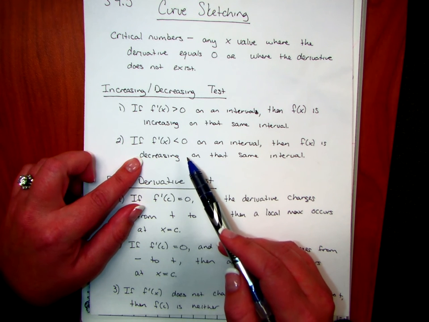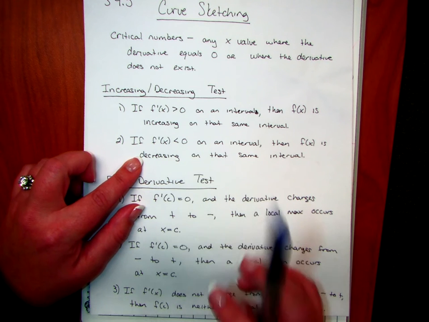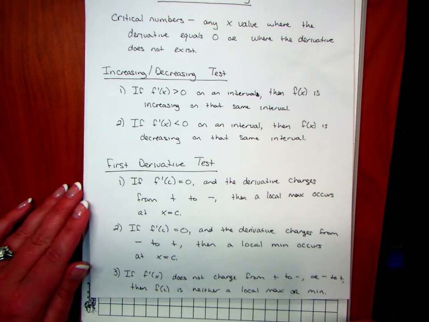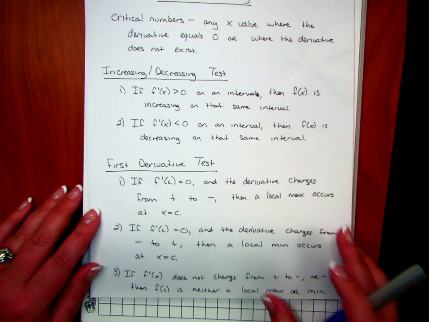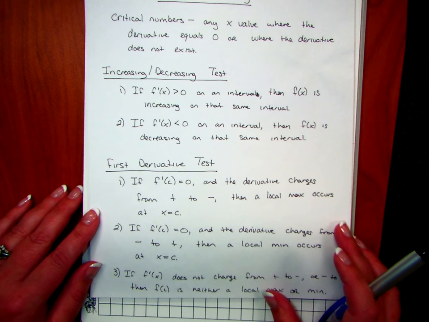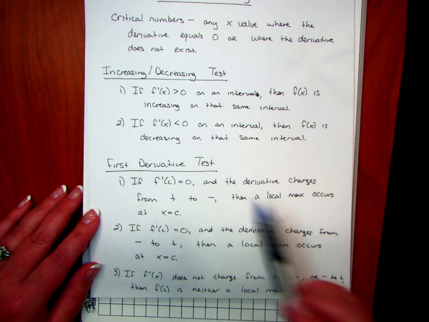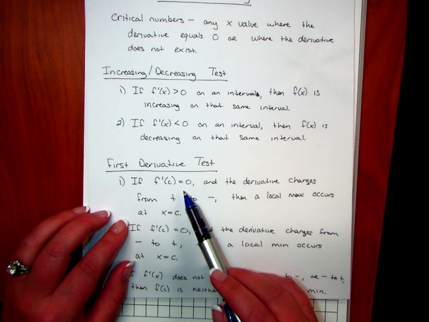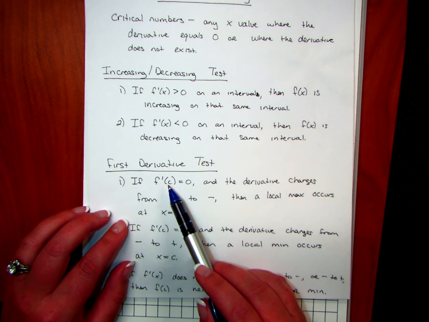We don't have to graph a function to know whether it's increasing or decreasing. We just have to look at what the derivative is doing. Coupled with the increasing decreasing test, we have this first derivative test. The first derivative test is going to tell us where our function has local maxes and mins. So if f prime of c equals 0, we're plugging those critical numbers into the derivative.